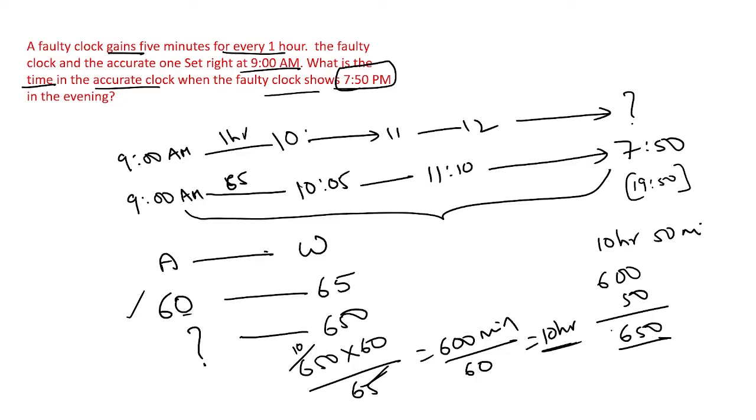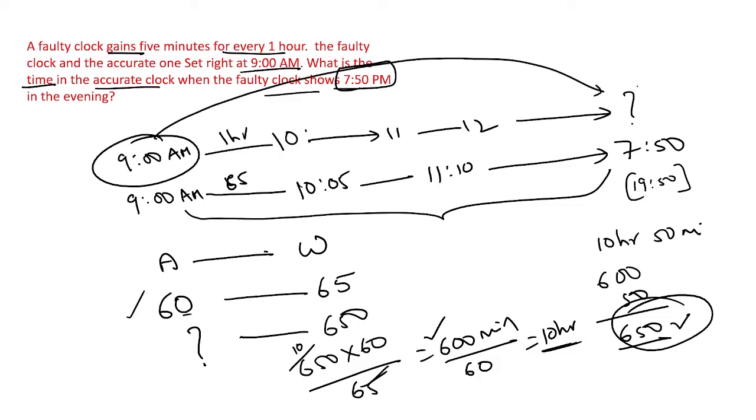That means if it is 650 minutes in the wrong clock, there is going to be only 600 minutes in the original clock. So from 9 a.m. to 600 minutes means the answer should be 7 p.m.